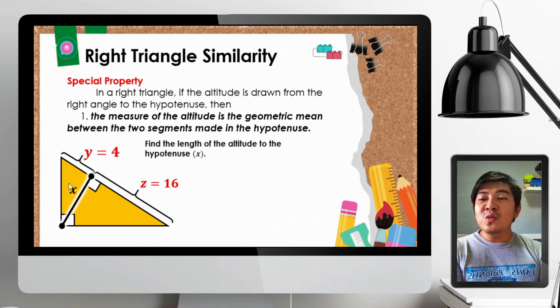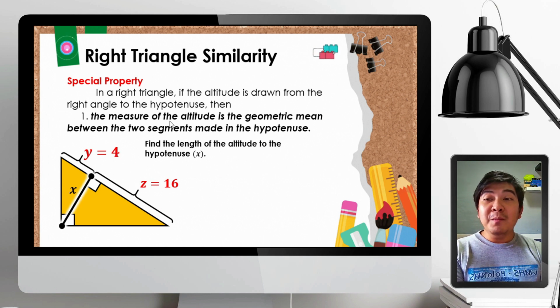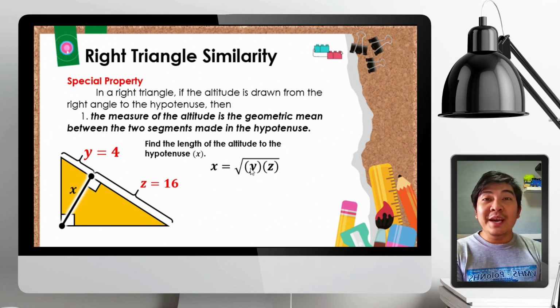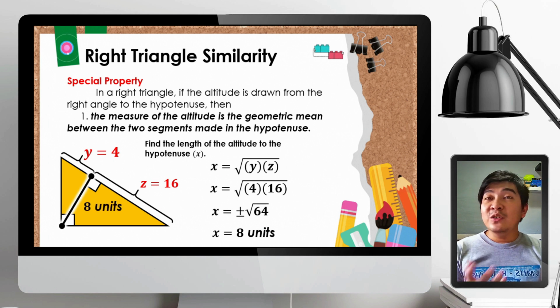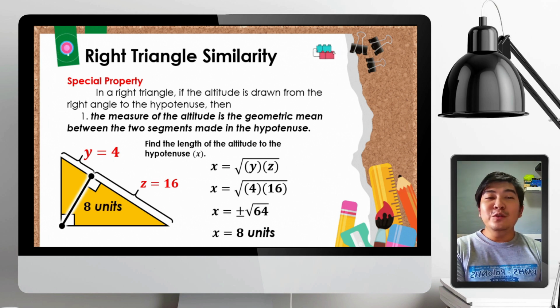So paano natin kukuhain yung measure ni altitude, which is X, if we are given with the two segments Y and Z as 4 and 16? So we will be using the property, the measure of the altitude is the geometric mean between the two segments made in the hypotenuse, or simply, x is equal to the square root of y times z. Now, let us substitute. The measure of y is 4, and the measure of z is 16. So upon substitution, that will be x is equal to square root of 4 times 16. 4 times 16 is 64. And then, the square root of 64 is 8. So therefore, the value of x, or the length of our altitude, is 8 units.